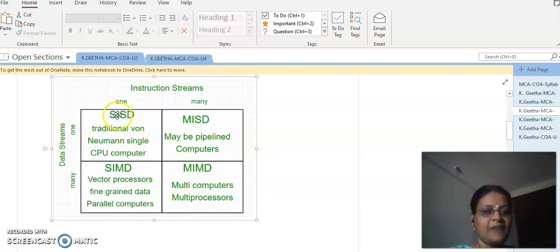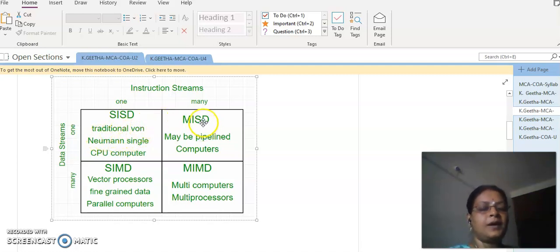SISD, as the name implies, refers to single instruction, single data. That means the computer can operate only on one instruction stream and one data stream at any given instant. It is the traditional model that we follow, and it is simply the von Neumann computing model, where we have only a single CPU computer. In this case, parallel processing cannot be achieved to a larger extent because it operates on only a single instruction and single data. It is not possible to achieve multiple processing.